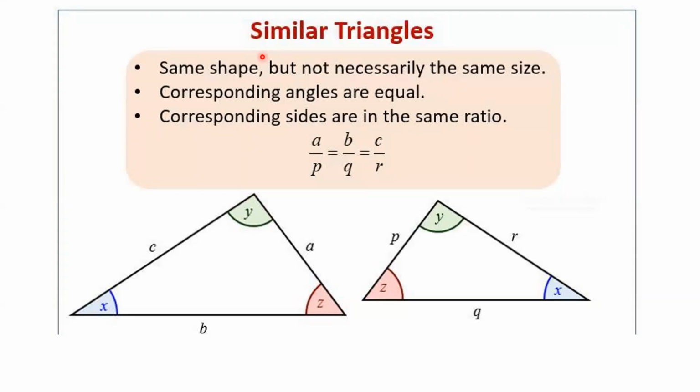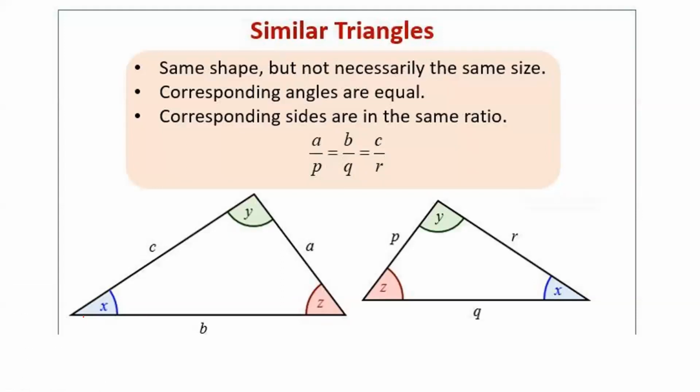But it means that they are the same shape. For similar triangles, corresponding angles are equal, right? So all these angles here, corresponding angles are going to be equal. So Z is equal to Z, Y is equal to Y, and X is equal to X. So corresponding angles are equal. And then corresponding sides are in the same ratio. This is going to be very important for us as we look at it. So let's look at what that means.